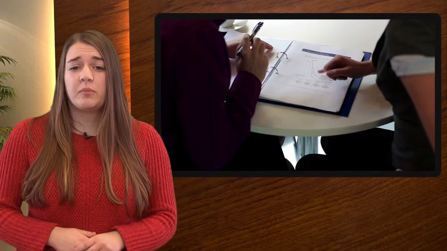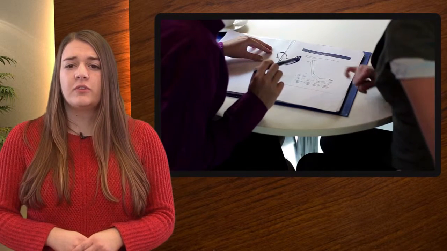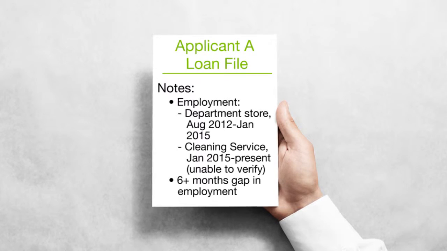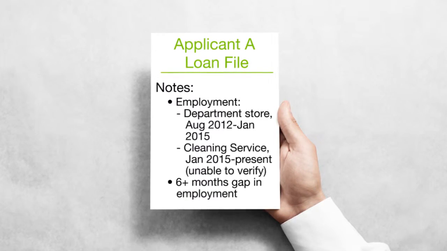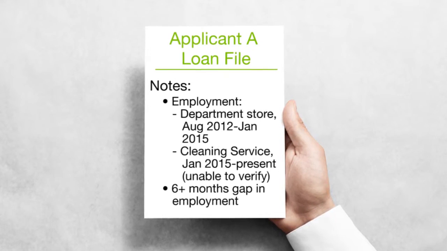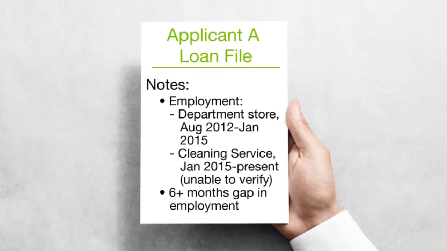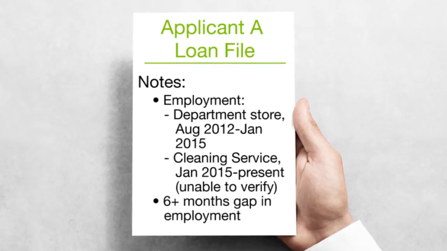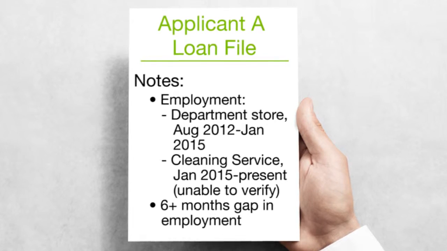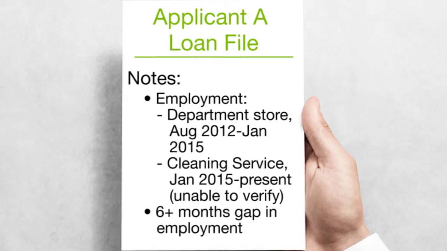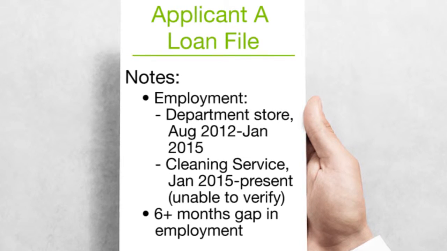In this case, for example, the reviewer dived into the two loan files and found that for the minority borrower, there was documentation that said the applicant previously had employment at a large department store in a sales position from August 2012 to January 2015. Since then, the applicant has worked full-time with a cleaning service, yet was unable to verify this employment. Due to this, the applicant has employment gaps greater than 6 months in the last 2 years.